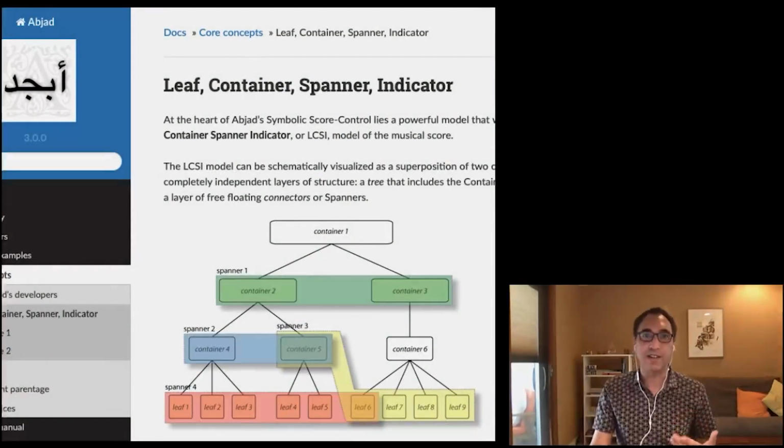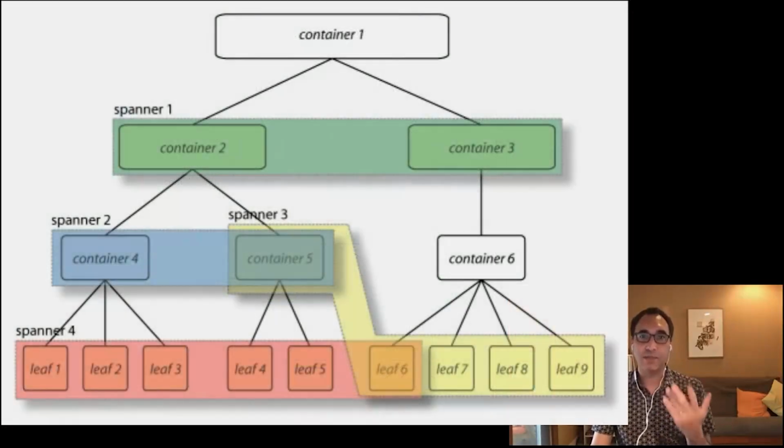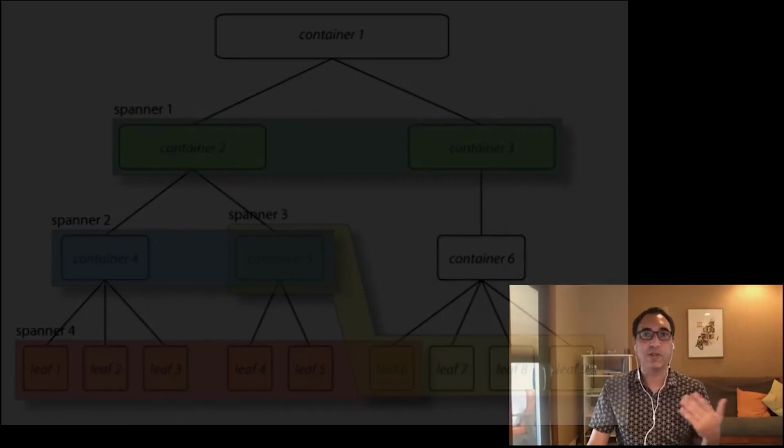This is the representation from a Python music composition toolkit that works with musical scores called Abjad, which uses leaves, containers, spanners, and something they call indicators, which are attributes. In music21, these would be attributes on elements.